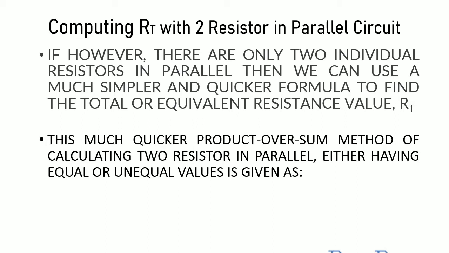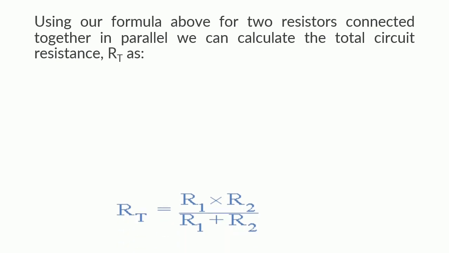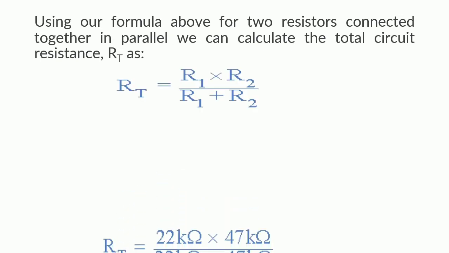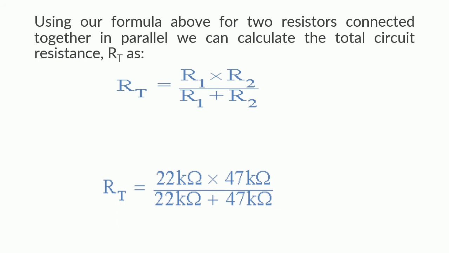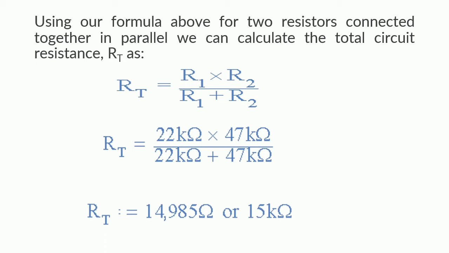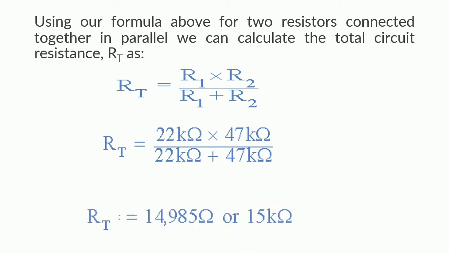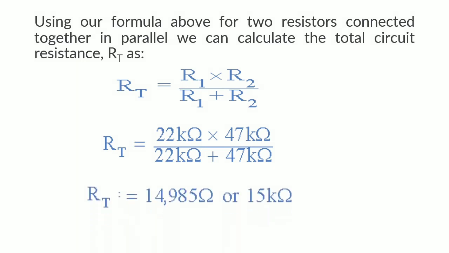If, however, there are only two individual resistors in parallel, we can use a much simpler and quicker formula, which is called the product over sum method. So we can calculate for the total resistance gamit ang product over sum method. Multiply natin ang R1 and R2, then divide it sa sum ng R1 and R2. R sub T equals 14,985 ohms or 15,000 ohms.